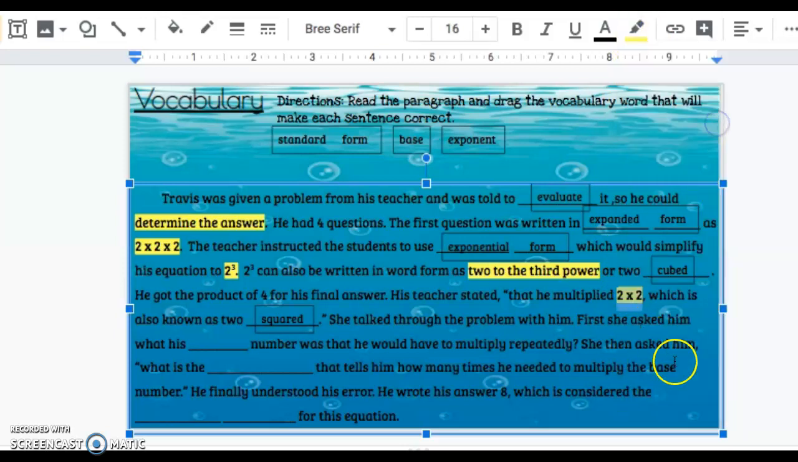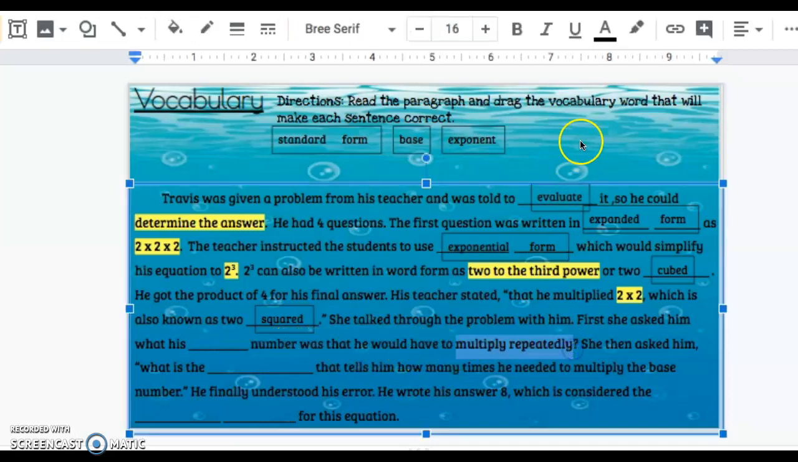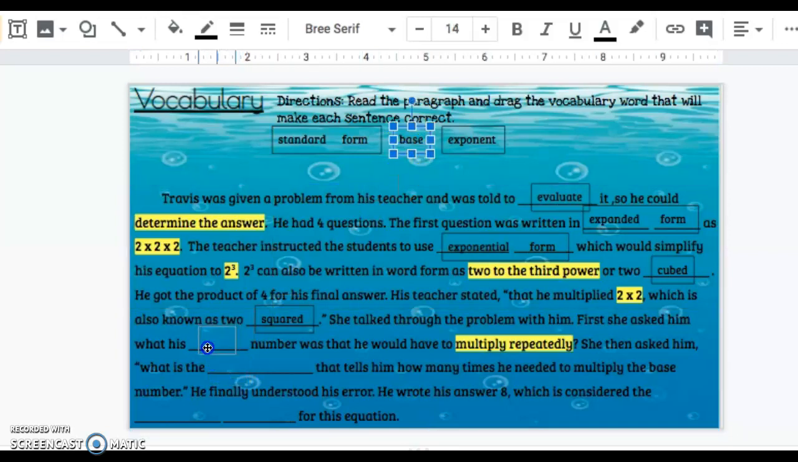So 2 times 2 is the same thing as 2 squared. Okay? She talked through the problem with him. First, she asked him what is the blank number was that he would have multiplied repeatedly. So which number do we use in our exponential form that we multiply repeatedly? Is that going to be our base or our exponent or our standard form? The base is the word that we multiply repeatedly.